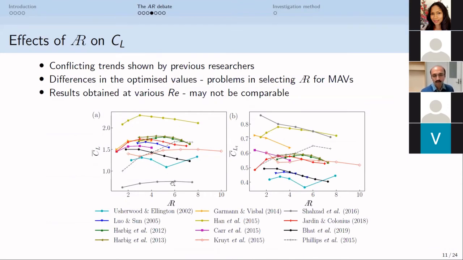So if we have to choose any one particular aspect ratio as an optimum one, it's hard to choose because all the trends look different, and it's hard to understand which one is more believable. So this is a problem for the designers of MAVs. And again, it's also a problem of the reference.